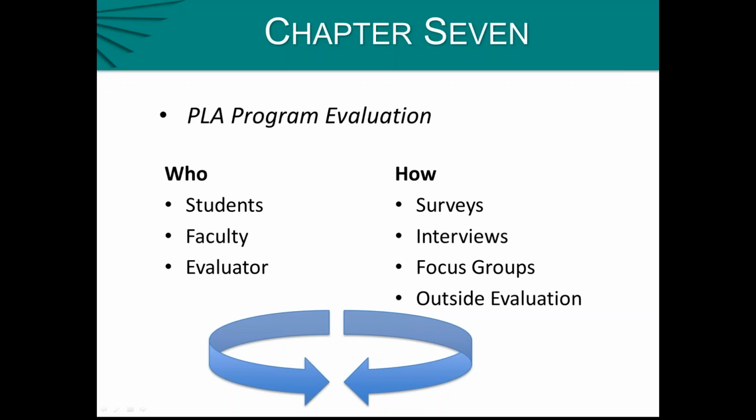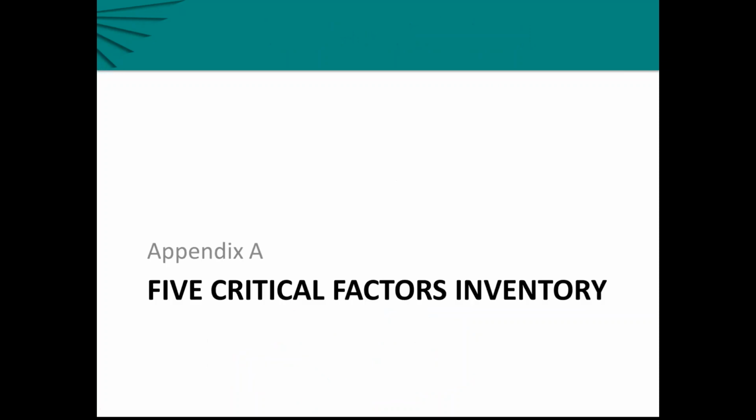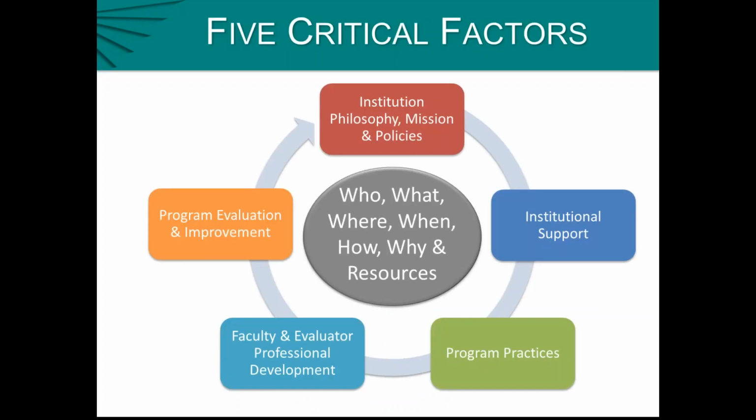So next we're going to go into talking about the 5 critical factors inventory. And if you could go to the next slide. Again, here are the 5 critical factors from the work that we've been doing. And so we start to talk about having another layer of questions that go with this: who, what, where, when, how, and what are the resources.